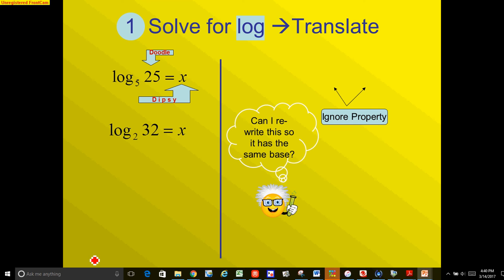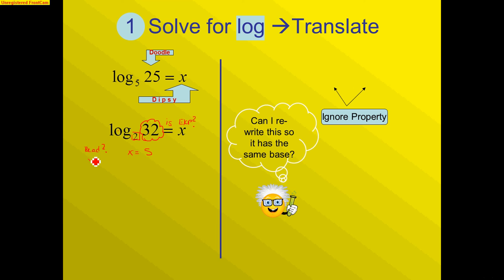How about this one? 2 to the x is 32. Can you just read it? What is the exponent that turns 2 into 32? The answer is 5. I can just read and answer x is equal to 5. Let's pretend I can't. If I couldn't, remember, I go to step 1. Translate. So I dipsy, doodle, and I say 2, dipsy up the exponent that I'm looking for, doodle the rest.